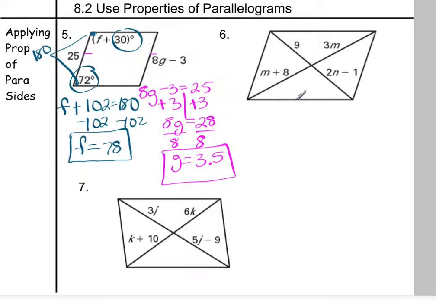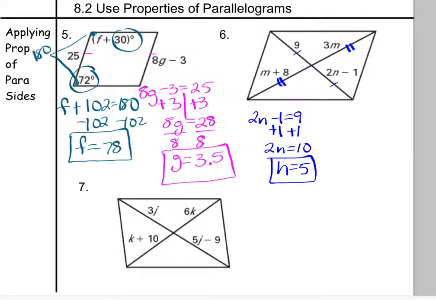Number 6, we've got our diagonals marked, and if this is a parallelogram, the diagonals will bisect each other. That means that the 9 is equal to 2n minus 1, and that m plus 8 is equal to 3m. So I'm going to use that to solve for n and m. I'm going to start with the one with the 9 and the 2n minus 1. So 2n minus 1 equals 9. To solve, adding 1, 2n is 10. Dividing by 2, n is 5.